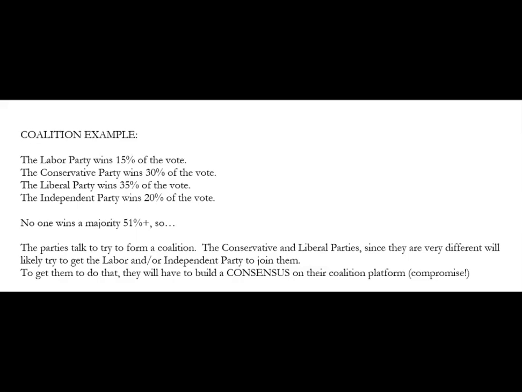For example, the Conservative and Liberal parties, because they're going to be very different generally with their major ideas, are going to try to get the Labor Party and the Independent Party on board with them to build what's called a consensus or an agreement, also called a compromise, on their coalition platform. So the Liberals only would really have to get the Independents on board to have 55% of the vote, and then that's done. Why would the Independent Party want to join the Liberal Party?